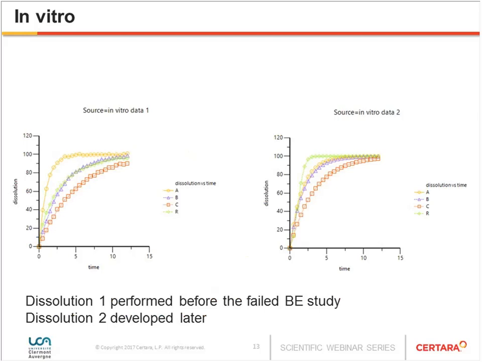As we failed the BE study, that means also that the in vitro dissolution method 1 was not correct. Why? Because it does not reflect exactly the same difference that you have observed in vivo. So after, because the BE study failed, they developed a new dissolution method where you have the right ranking between the formulations and what you observed. A and B are very close together, C is lower, and reference was faster.